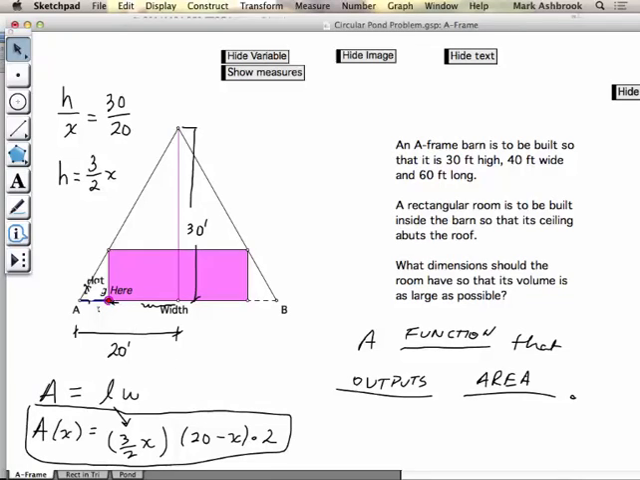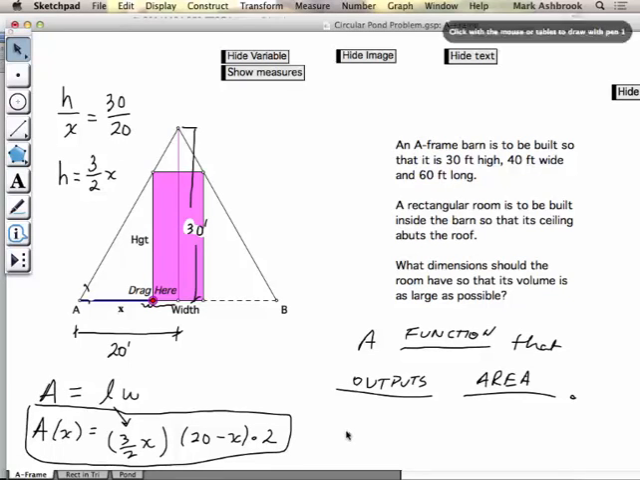And so now what are we trying to do? We're trying to find the x that gives us the maximum output, the maximum area. So that's where calculus comes in now. What's our applicable domain? X could go from 0 to 20. So critical values, endpoints. Get all those areas. Find the one that's the biggest. Questions?